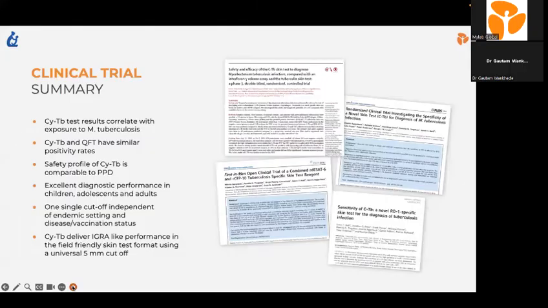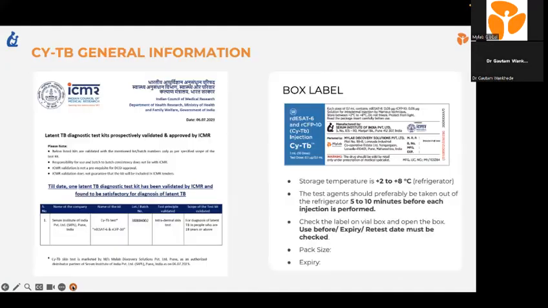We've done a large number of studies across the globe before this test was found safe enough, good enough to be used in humans. We've also done multiple studies in India. In fact, this is one of the tests which has now been recommended by ICMR for diagnosing latent tuberculosis after multiple studies were done in India as well. As I was telling you, the storage is about 2 to 8 degrees, so any regular refrigerator is good enough. You just have to take out the vial from the fridge about 5 minutes before the injection and then use it on the patient.